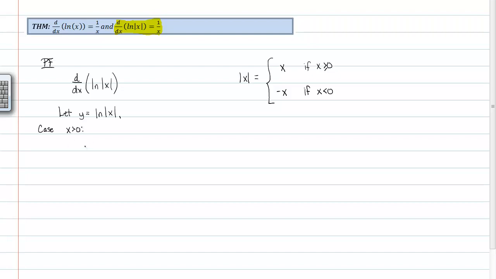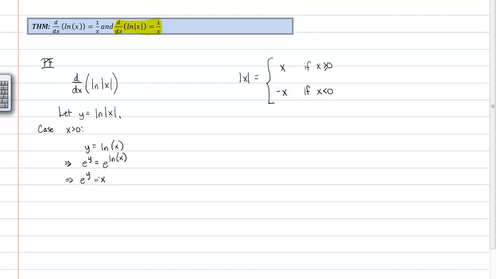If that's the case, then y is equal to the natural log of x, because if x is greater than zero, then the absolute value of x just turns into x itself. That implies, and what I'm going to do is raise both sides base e, that e to the y is equal to e to the natural log of x. And from that property, e to the natural log of x is equal to x, I can rewrite this as e to the y is equal to x.